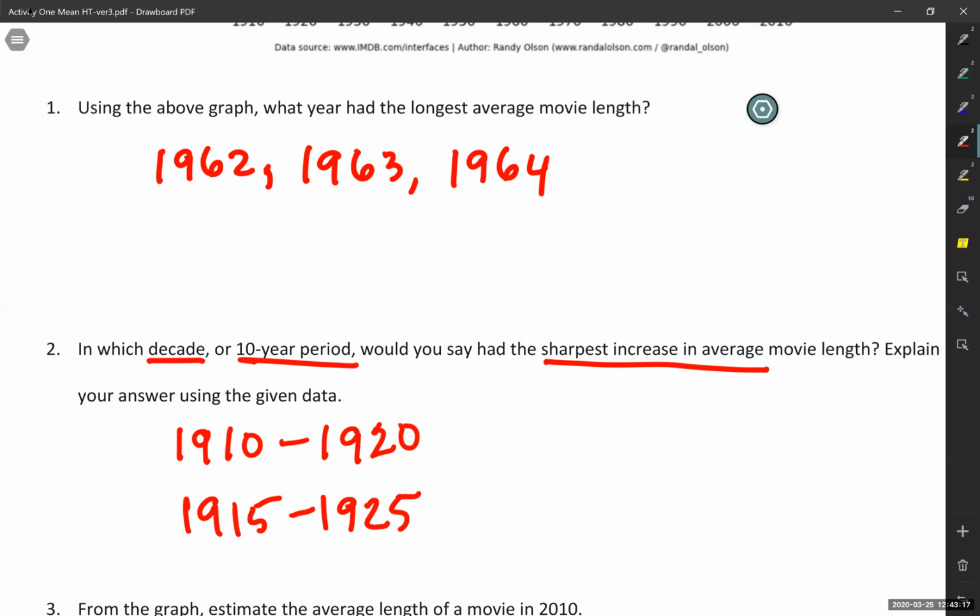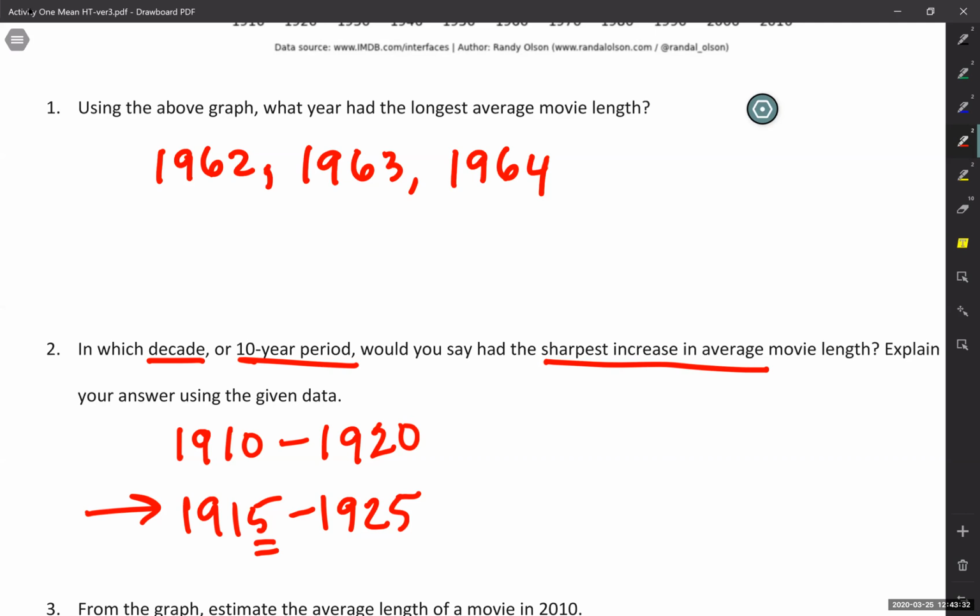Some people don't like this answer, I like this answer better. Some people don't like that one because it has a 5 in the ones digit, so therefore they say it can't be a decade. You know, I've heard everything. It's fine. Whichever answer you like better, that's the one you should put.